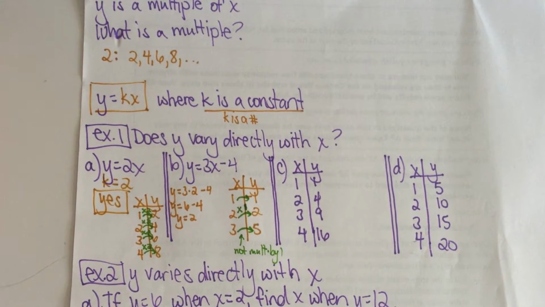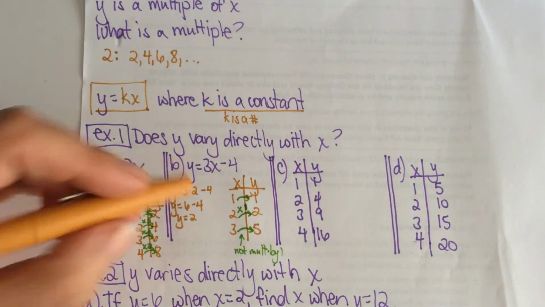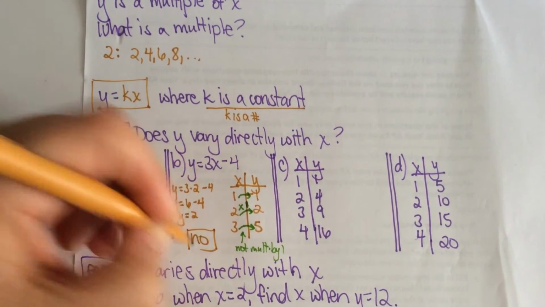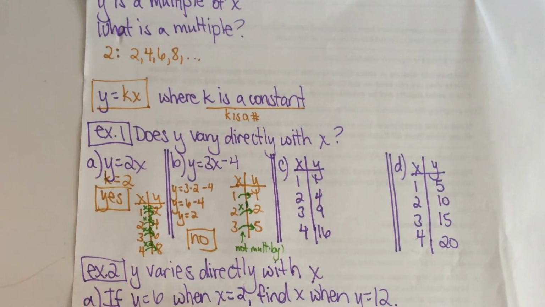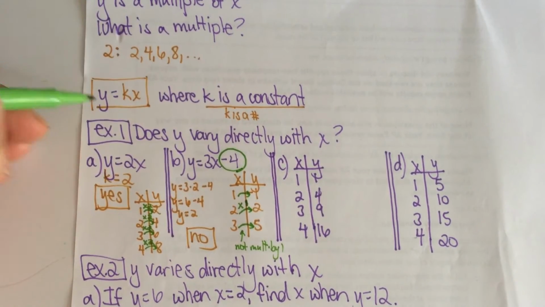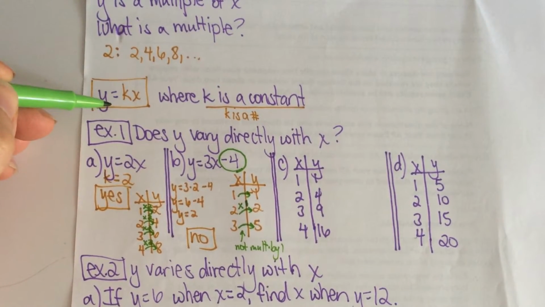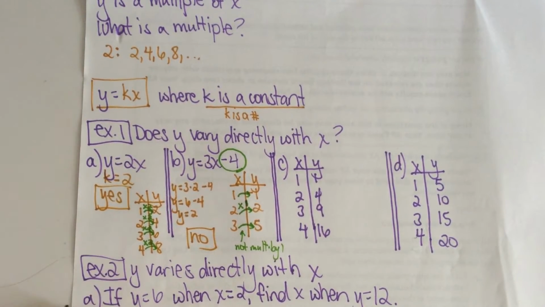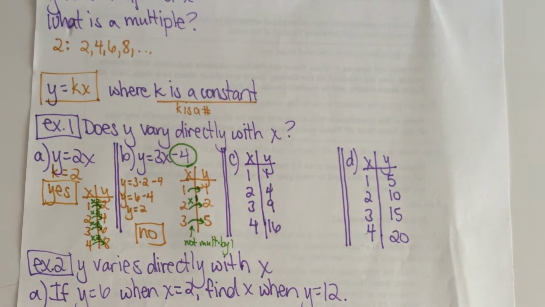That's not multiplying by 1. So if the pattern's not the same for everything, then it does not vary directly. The answer is no. This had a pattern of times 2, times 2, times 2, times 2. And you guys might have seen already from the get-go that this part of the equation doesn't match up with this. It needs to match up exactly. All right, C. Let's look for a pattern.